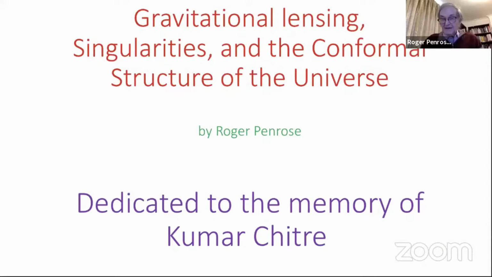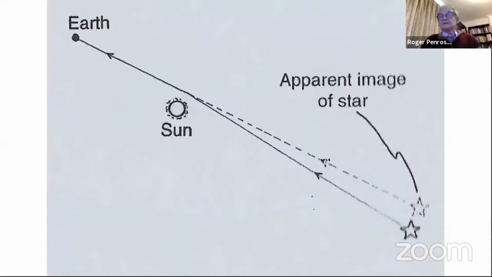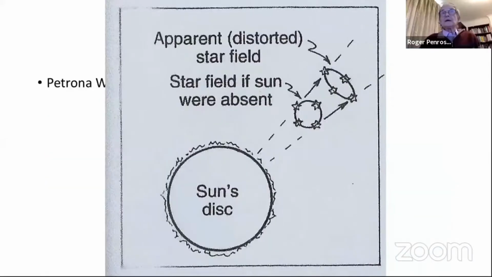So let me start with that to begin with. And you can see we are at the Earth, looking at a distant star and the light bending by the sun. This was the prediction of Einstein's theory, which was convincingly demonstrated and made Einstein's general relativity something people began to take seriously at this point. The thing I want to talk about particularly is the effect on the background sky.